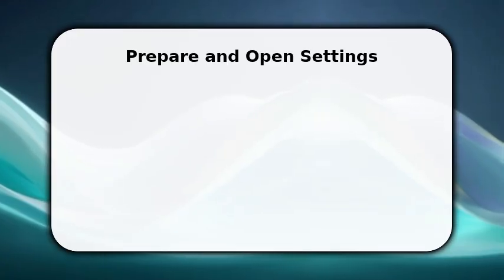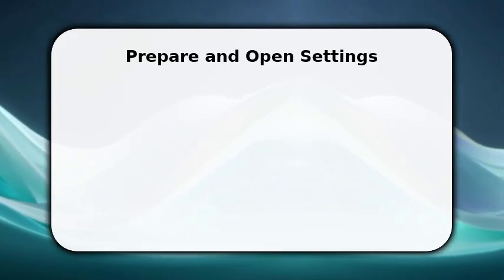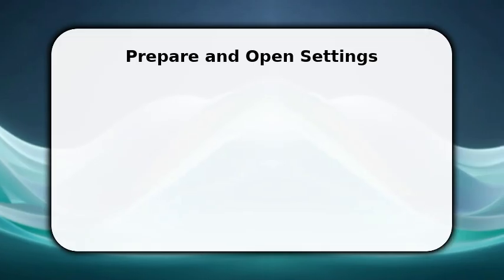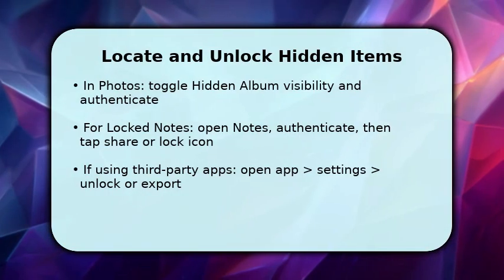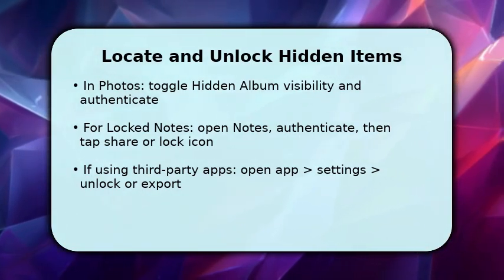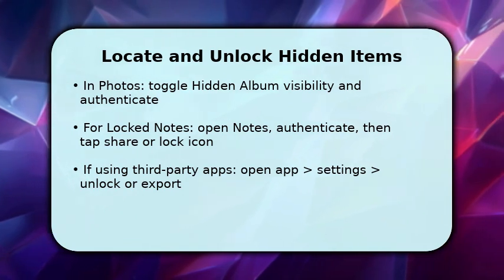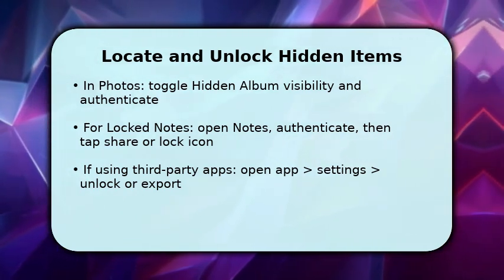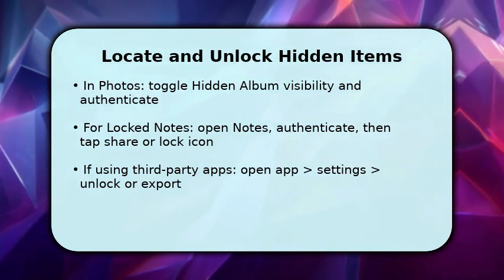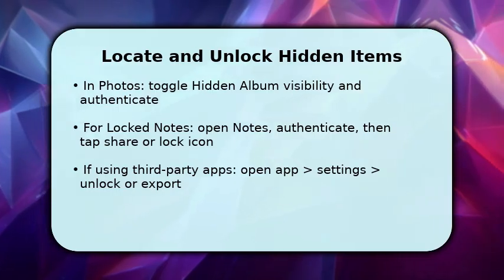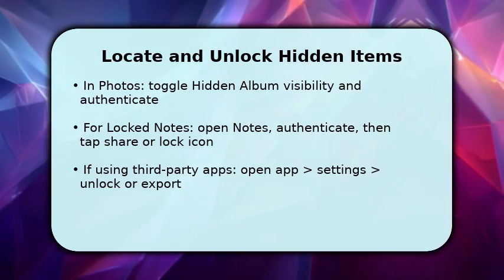This gives you access to the controls that govern hidden album and locked notes, which is where you'll remove the lock. You'll next find the hidden content and authenticate to reveal it. In Photos, enable hidden album visibility and authenticate with Face ID, Touch ID, or passcode. Once visible, select the photo and remove it from hidden or turn off the lock.